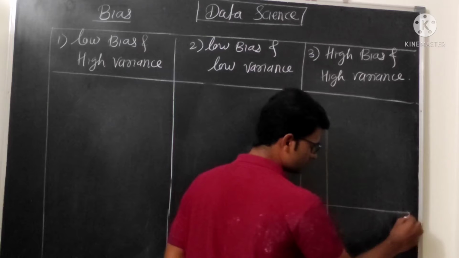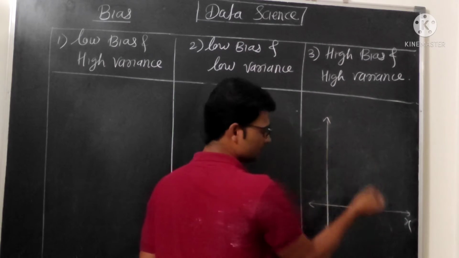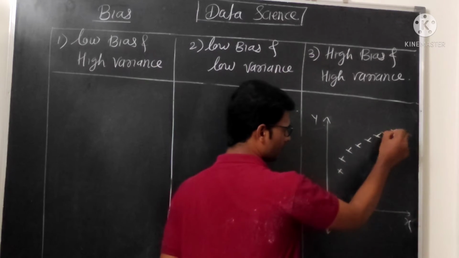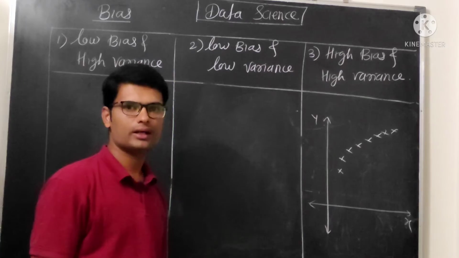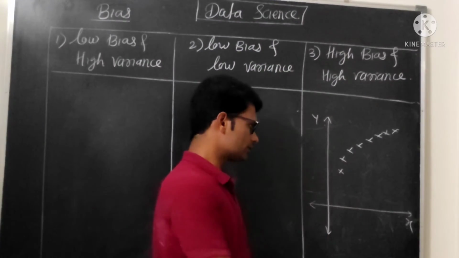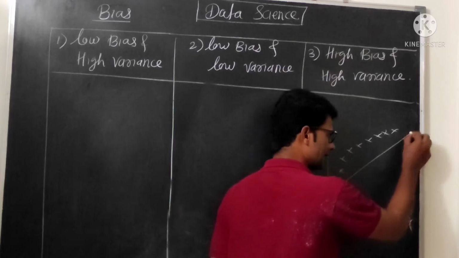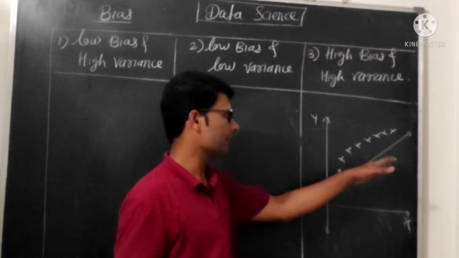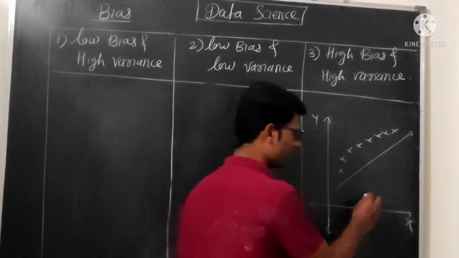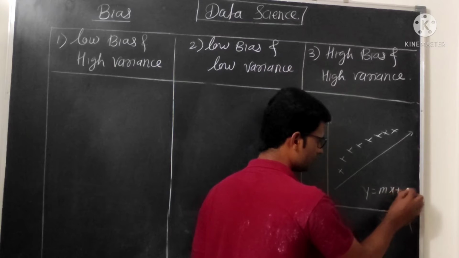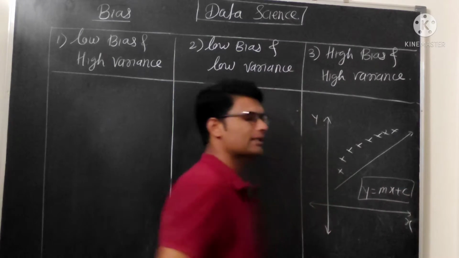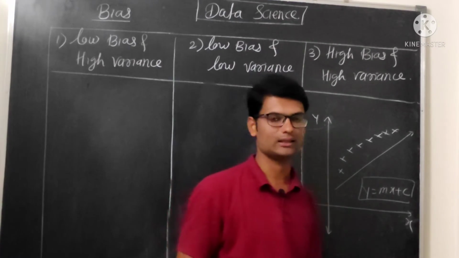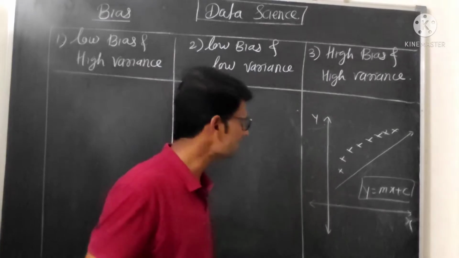Suppose these are the x and y axes, and some x and y points are given, and suppose the points are like this. Now suppose I fit a straight line like this. What does a straight line mean? A straight line means linear regression, or the linear regression line. Why is it linear? Because we are fitting a straight line by using the formula y = mx + c. We will see what linear regression is, what points we have to remember from it, and how linear regression works in data science.